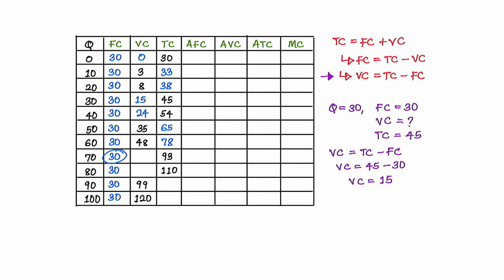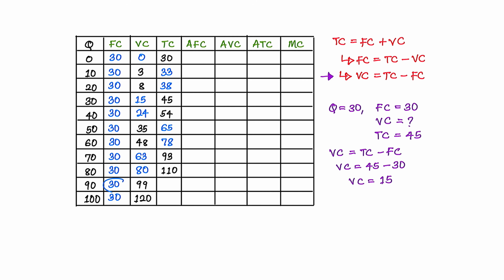Next, we have our fixed cost and we have the total cost. Fixed cost is 30, total cost is 93. So since we are looking for the variable cost value, we simply subtract the fixed cost value from the total cost value. So we have 93 minus 30. 93 minus 30 will give us 63. Next, fixed cost is 30, total cost is 110. Subtracting 30 from 110 will give us a variable cost of 80.